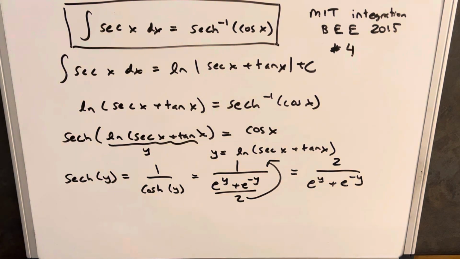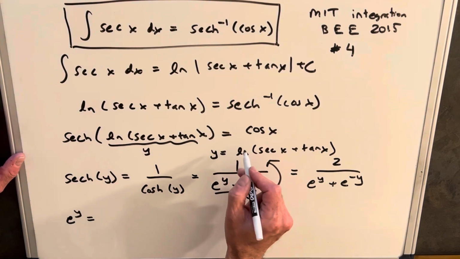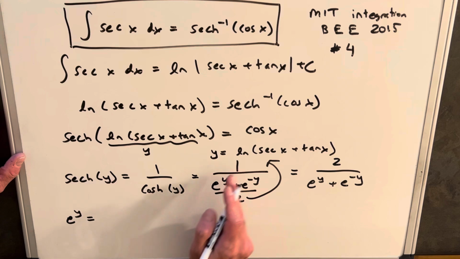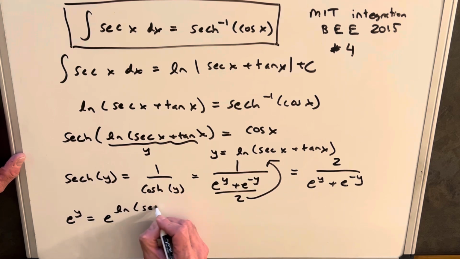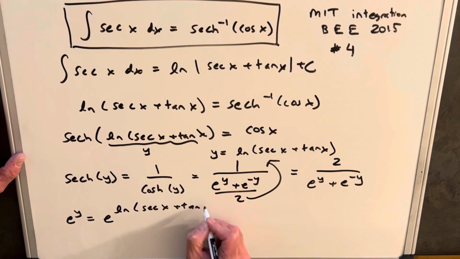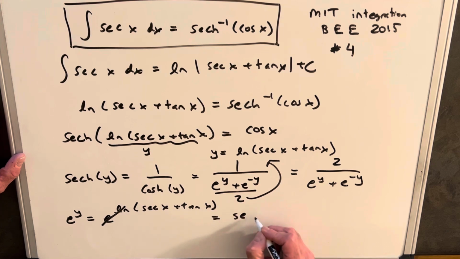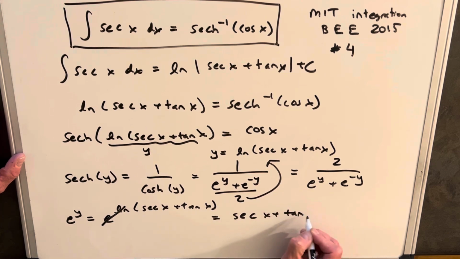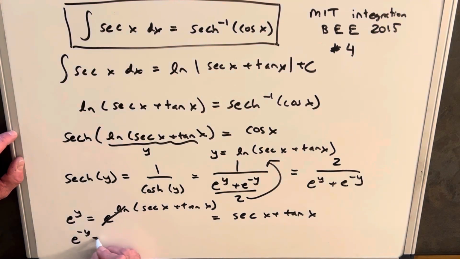So let's look at e to the y first. So e to the y is going to be the same thing as, we'll bring back our ln expression in terms of x. So this is going to be the same thing as e to the ln secant x plus tan x. But then because we have e to a natural log, these cancel and we'll just end up with secant x plus tangent x. But by knowing e to the y, we know that e to the negative y is just the reciprocal of that, so that's going to be 1 over secant x plus tan x.